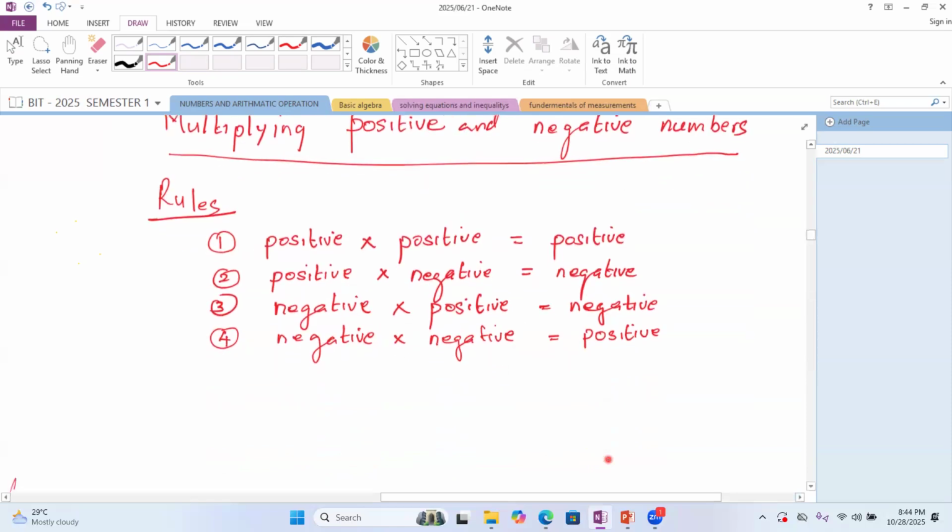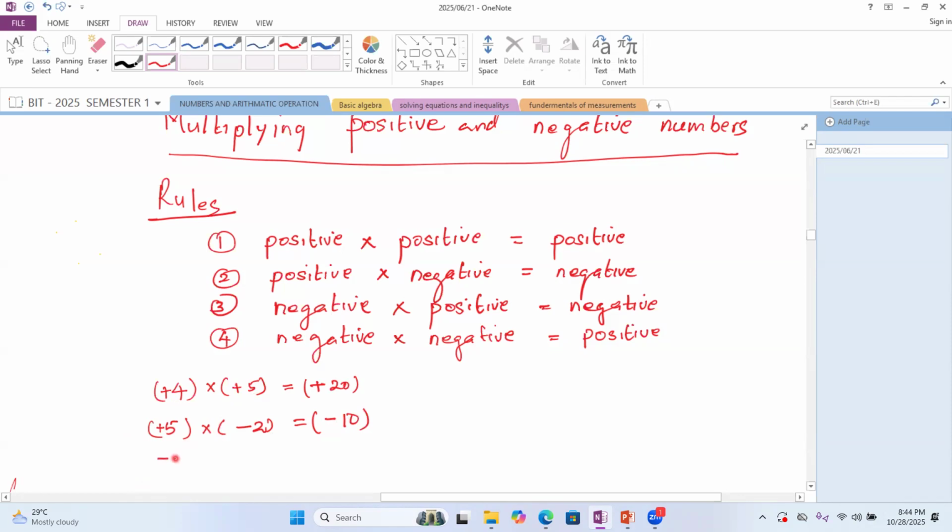For example, positive multiplied by positive. So we get the result positive, then multiply the numbers. 4 multiplied by 5 is 20. The second one is 5, positive multiplied by negative. So we get positive and negative, then a negative result. 5 multiplied by 2 is 10.